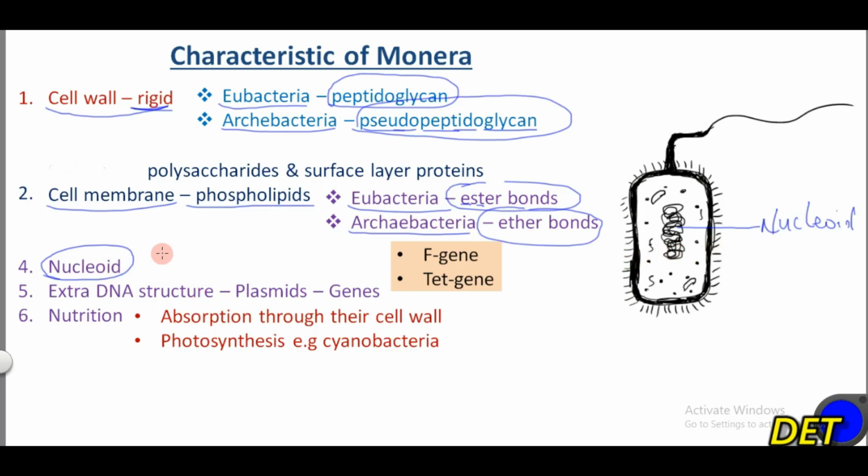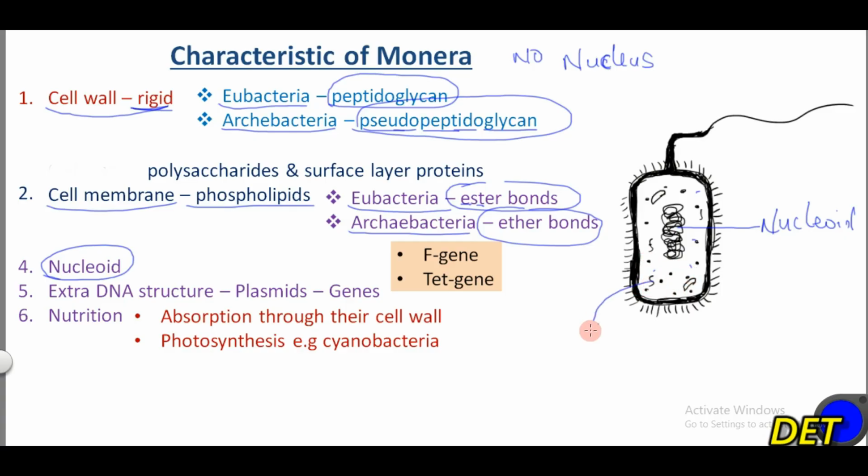The DNA materials in a typical cell are supposed to be centered or enclosed inside the nucleus. But in the kingdom Monera, they don't have a true nucleus, right? They have no nucleus. So what they have is a nucleoid. And this nucleoid is an aggregation, a collection of DNA materials. Ordinarily, the DNA in the kingdom Monera is scattered all over the cell, right?